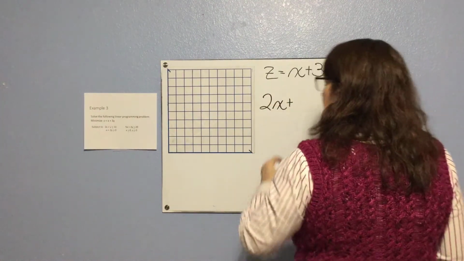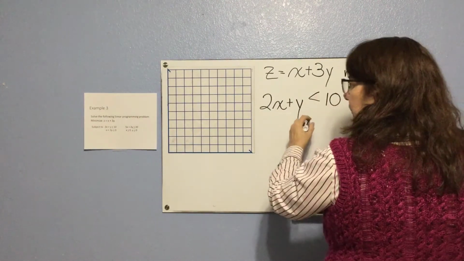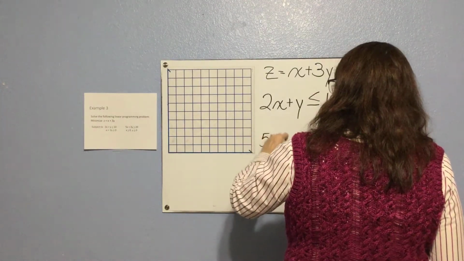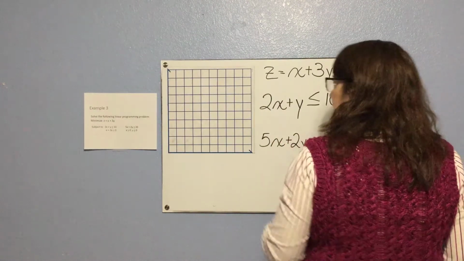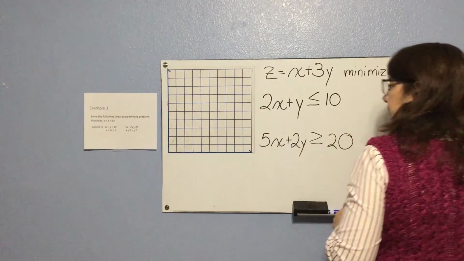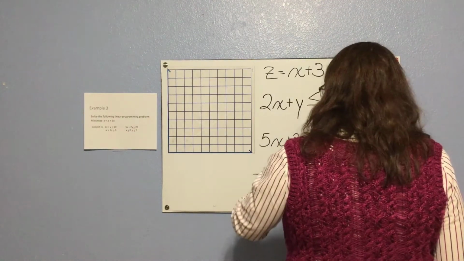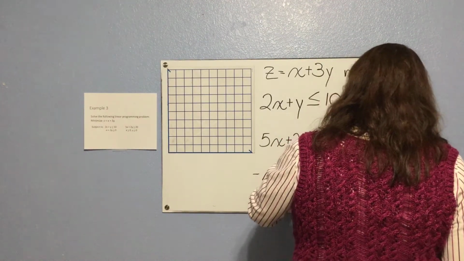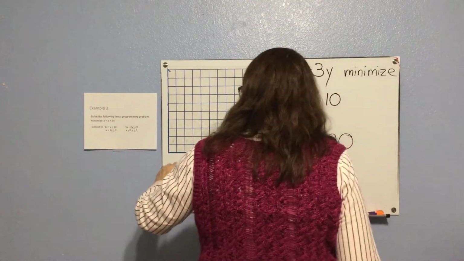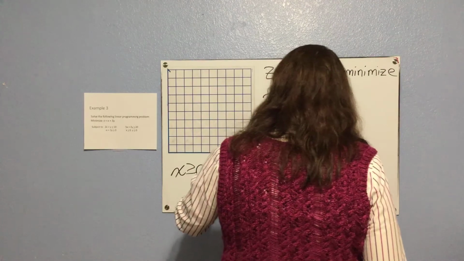2x plus y less than or equal to 10, 5x plus 2y greater than or equal to 20, negative x plus 2y greater than or equal to 0, and then x greater than or equal to 0 and y greater than or equal to 0.